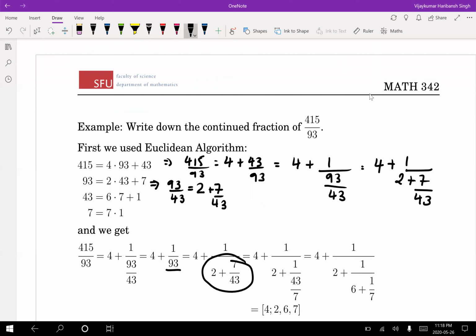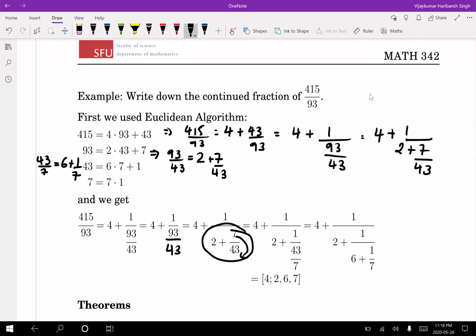There should have been 43 here, missing. Now I can write this as 2 plus 43 by 7, right? So 2 plus 1 upon 43 by 7. Now what is 43 by 7? So let's write 43 divided by 7 is going to be 6 plus 1 by 7. So then I write it as 6 plus 1 by 7, and that's where it stops.